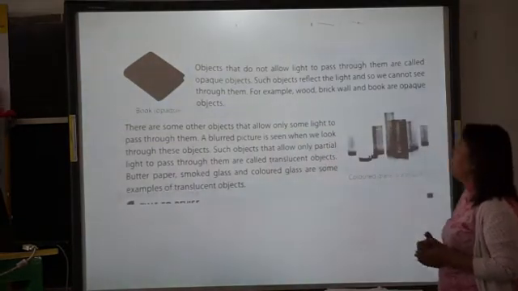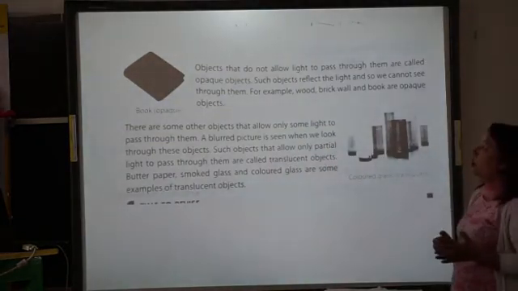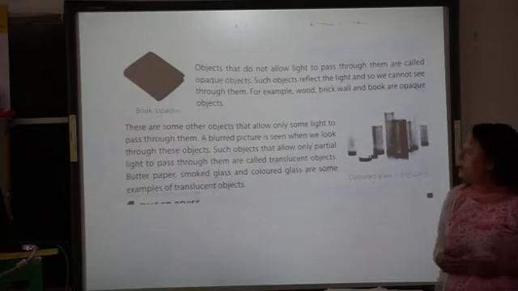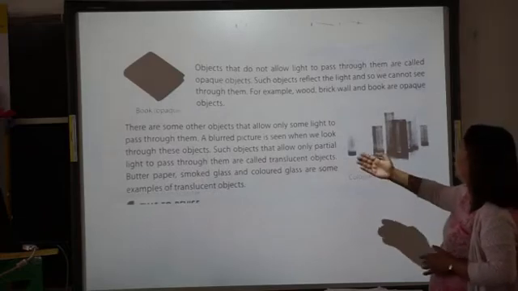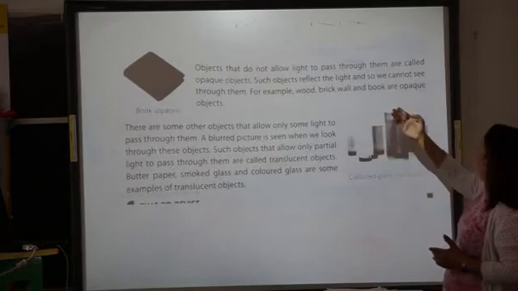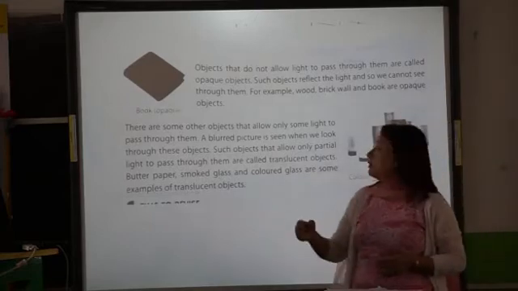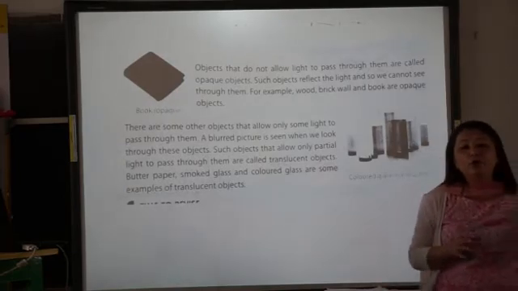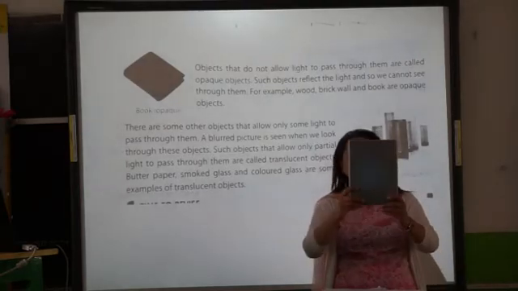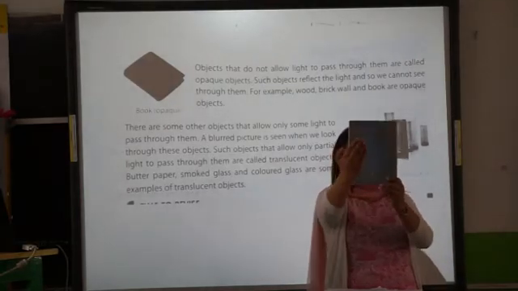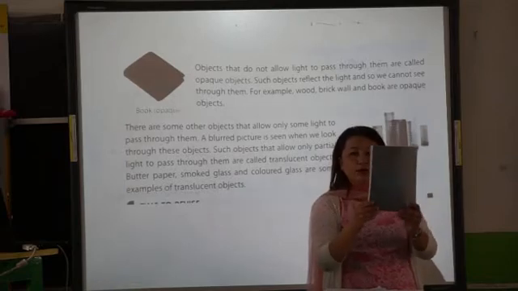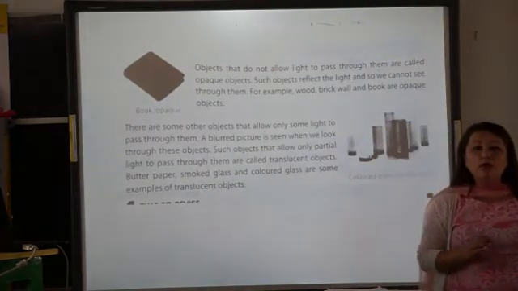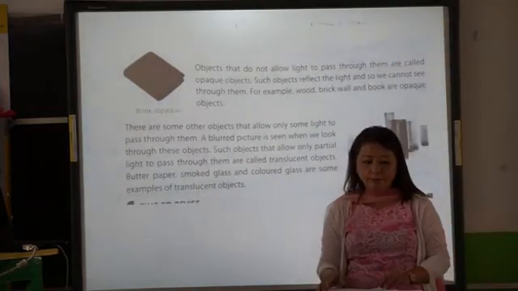So objects that do not allow light to pass through them are called opaque objects. Such objects reflect the light and so we cannot see through them. For example, wood, brick, wall and book are also examples of opaque objects. For example, I have a book out here. When I hold it like this, I cannot see that side, because this is an opaque object, so it will not allow light to pass through it.